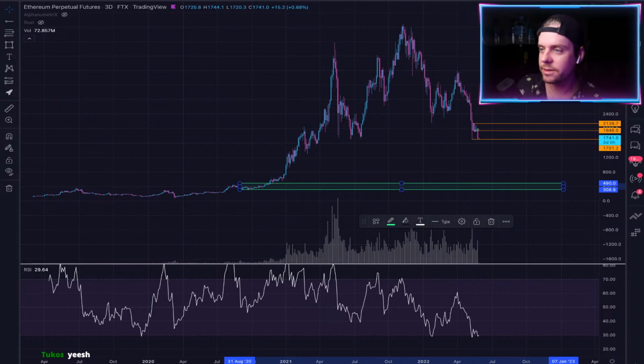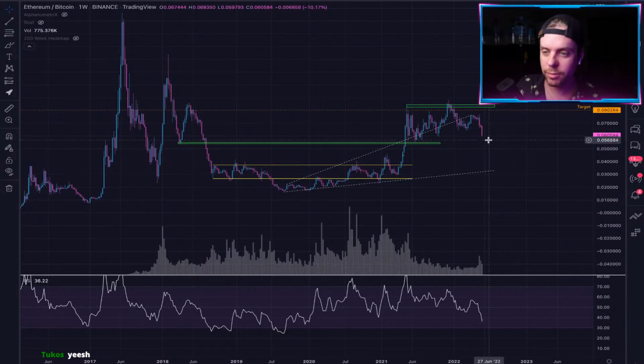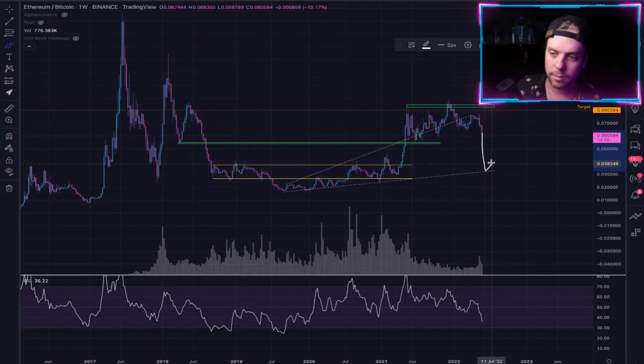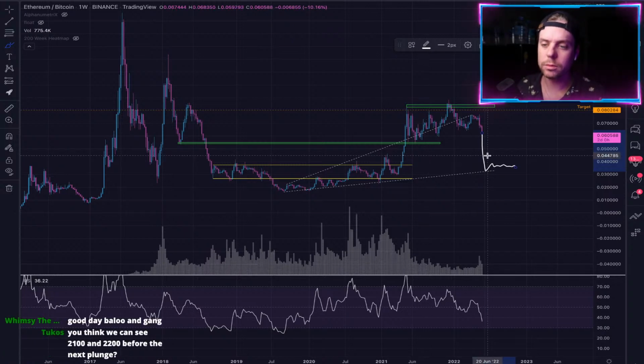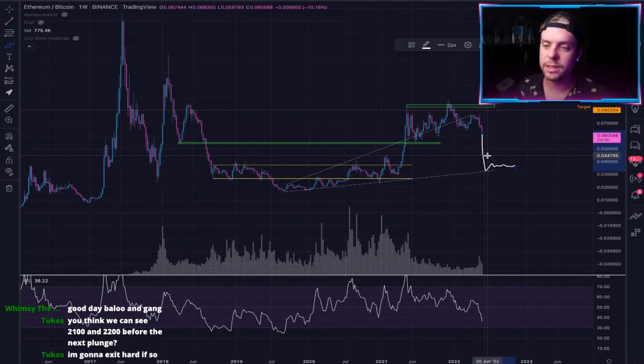But yeah, ETH is really looking shitty. It'll probably come back down to this level on the Bitcoin pair. Maybe start accumulating here, so that's at around 0.04 BTC per ETH.